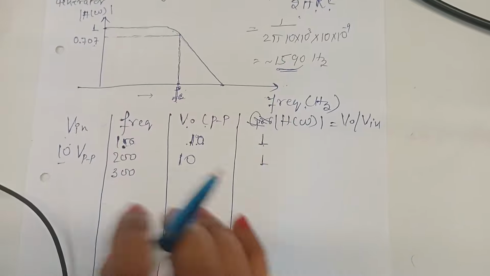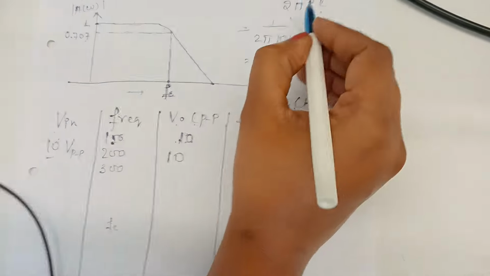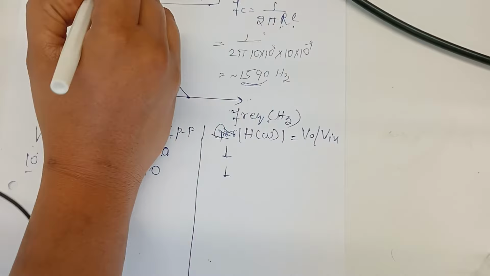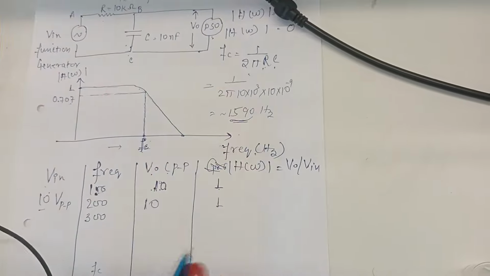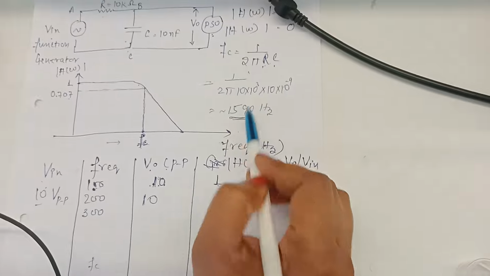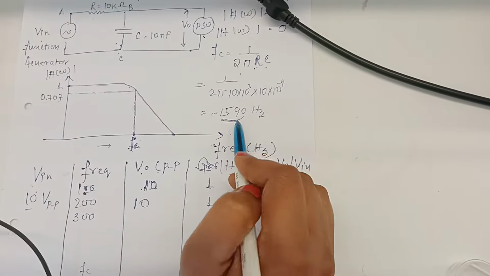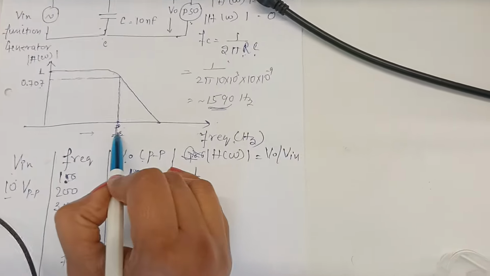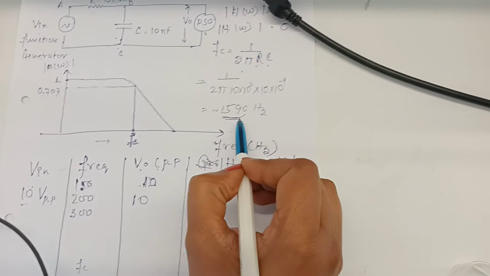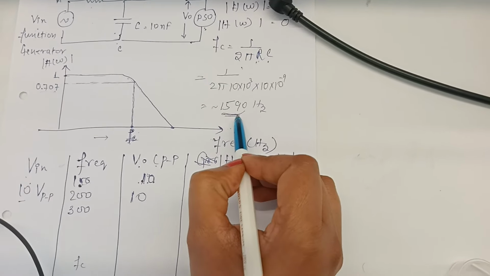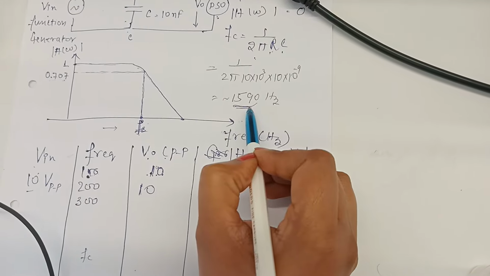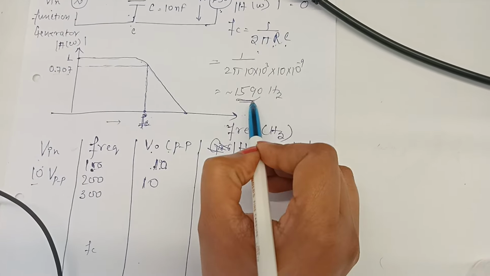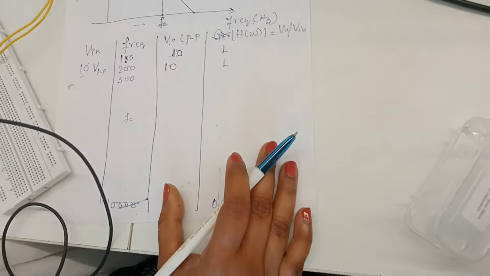Now if you want to reduce the error even more, you should measure this resistance and capacitor with multimeter to get the accurate value of the resistor and capacitor, and then do this calculation. In that case, the observed value of cutoff frequency and the calculated value of cutoff frequency would be very near to each other, so error would be very less. So that's it about low pass filter.